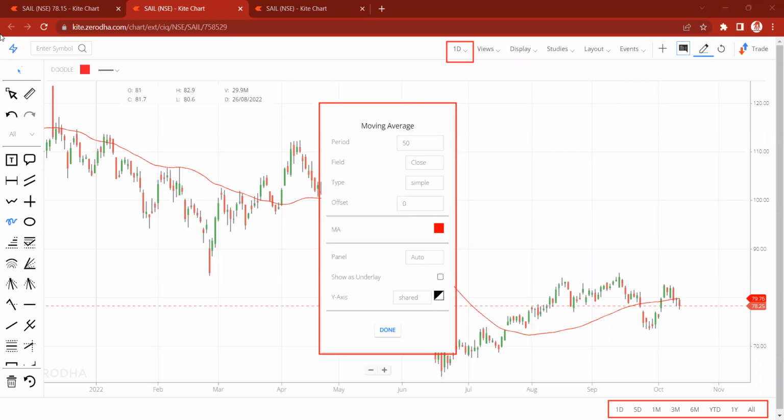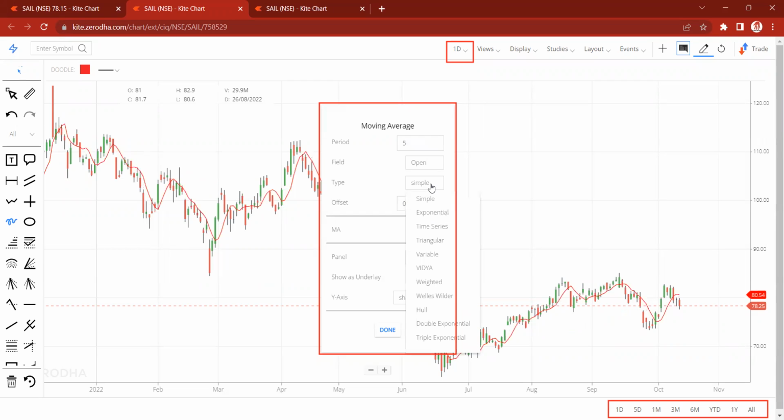In this, we need to edit some data. Period, we need to select 5. 5 indicates 1 week, as the market is open for 5 days in a week. For field, we need to choose open. And for type, we need to choose exponential. There are different types of moving averages. We are selecting the exponential moving average. Color for 5 days, I have selected red, so I am keeping it as it is.